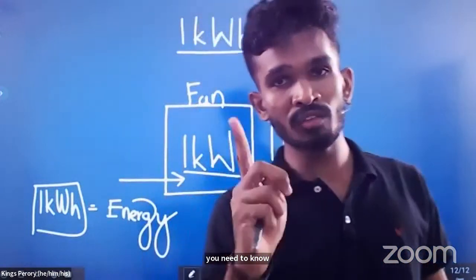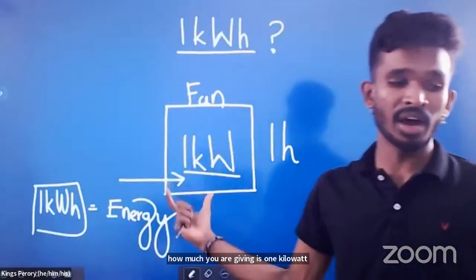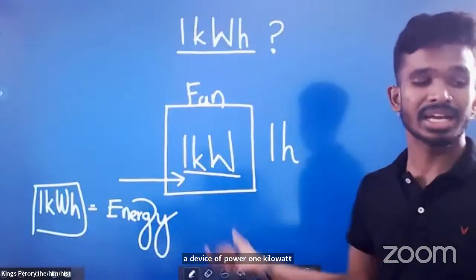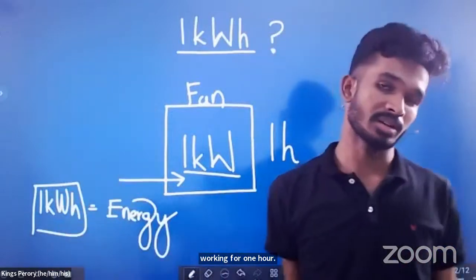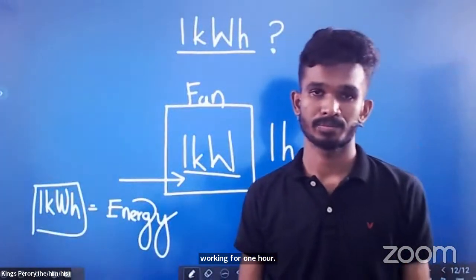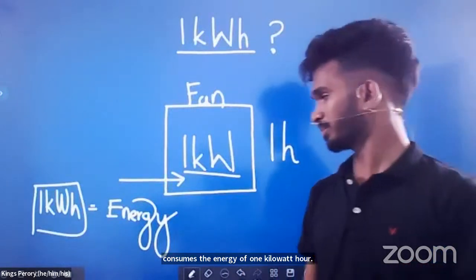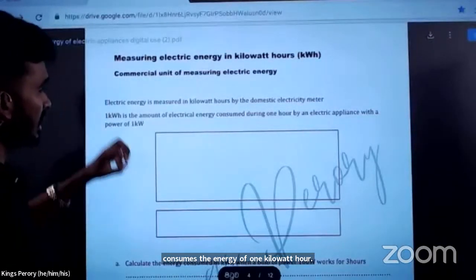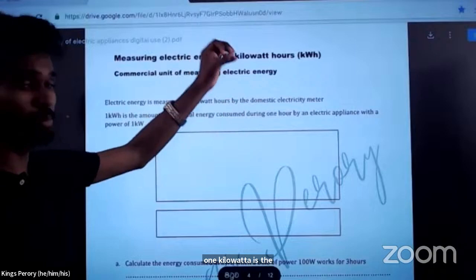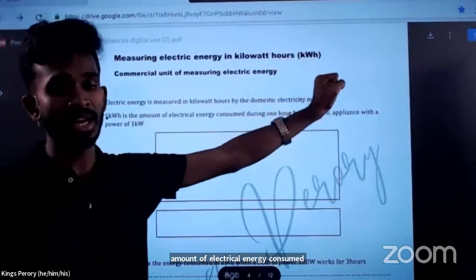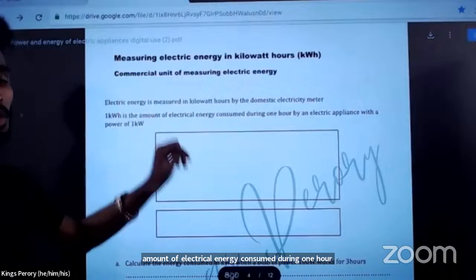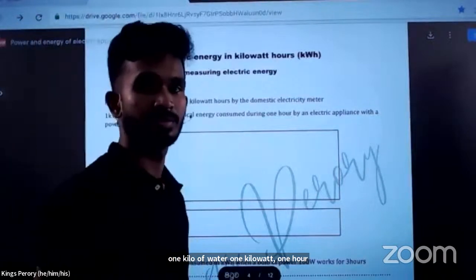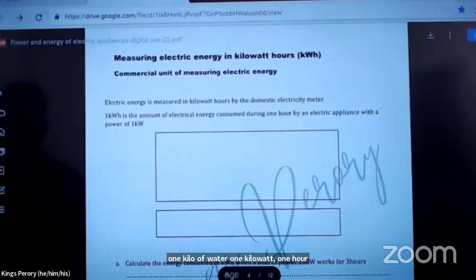So what does 1 kilowatt hour mean? A device of power 1 kilowatt working for 1 hour consumes the energy of 1 kilowatt hour. 1 kilowatt hour is the amount of electrical energy consumed during 1 hour by an electric appliance with a power of 1 kilowatt. 1 kilowatt, 1 hour working, energy is 1 kilowatt hour.